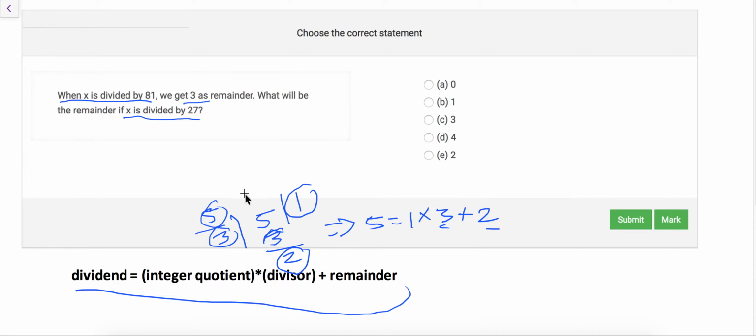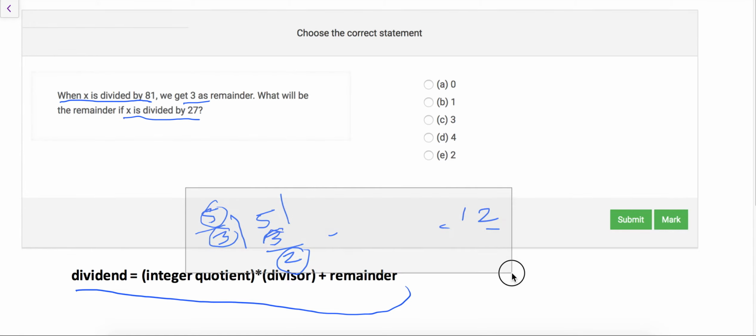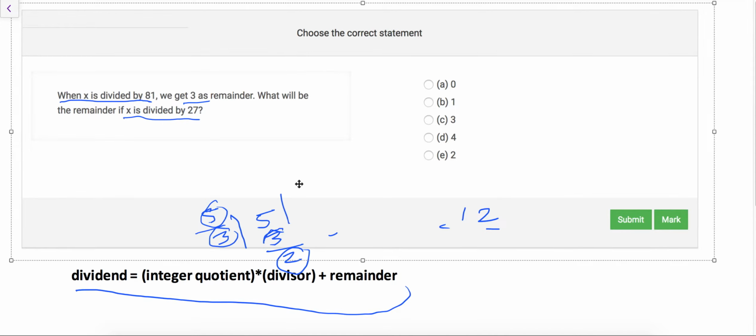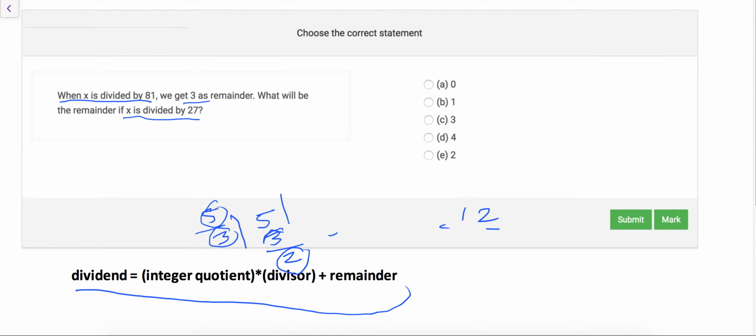Let me erase these things to make some room. Now if we express x with this formula, x here is our dividend, so we can write x equals quotient into divisor plus remainder. Nothing is said about the quotient, so let's say our quotient is z, an arbitrary integer. Our divisor is 81 and our remainder is 3.